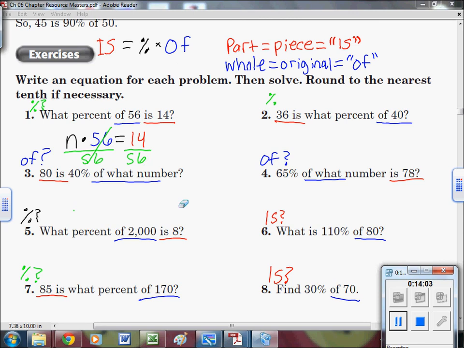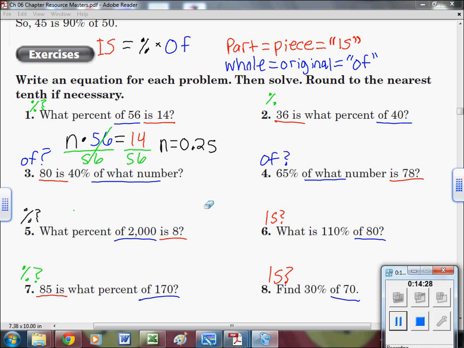Then on the right side, you just have to figure out what is 14 divided by 56, meaning the part divided by the whole. That's 14 out of 56. It's like a fraction, just like when we learned how to convert fractions to decimals. That's what we're doing here. So 14 divided by 56, I'm using a calculator for this, you're welcome to, gives us 0.25. So that tells us n equals 0.25.